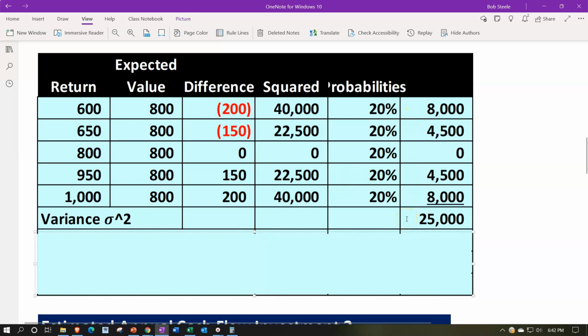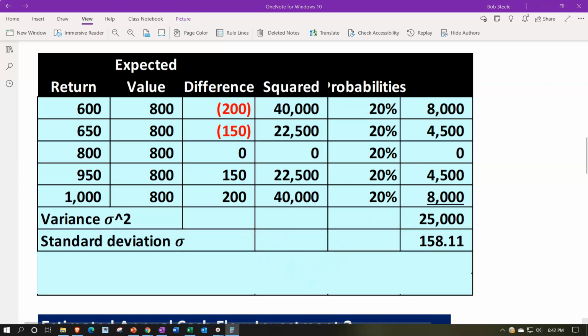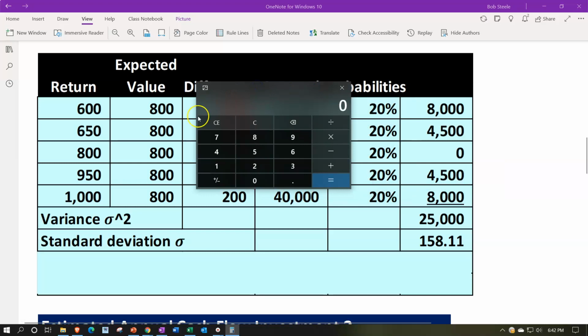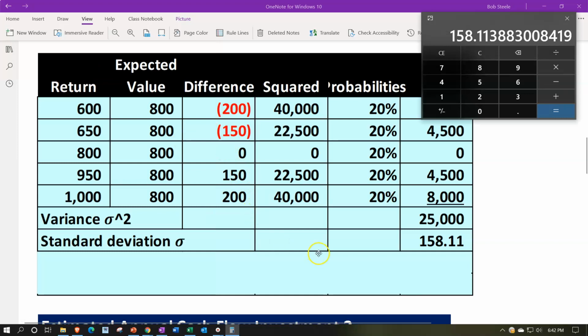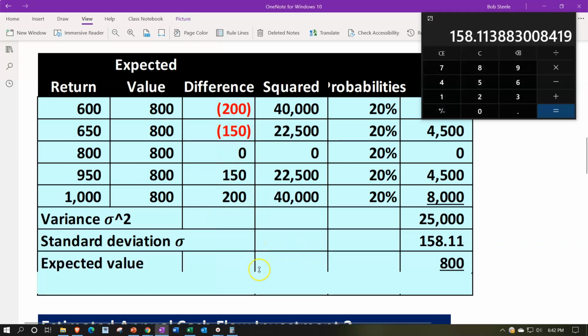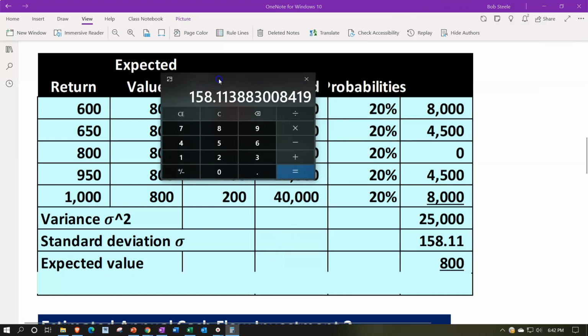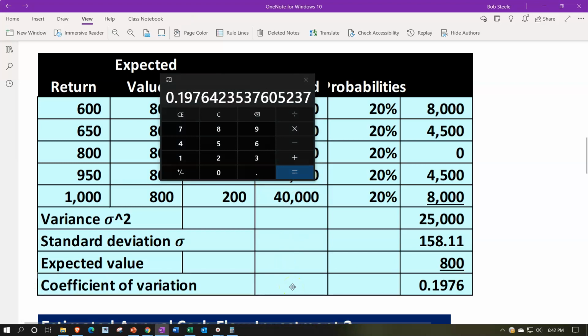That's the variance. It's in squared units though, so typically we want the standard deviation. So we would typically take the square root of the variance, taking the 25,000 and then square rooting it. Square root is this button. There's the button I'm looking for. The 158.11. And then we're going to compare it to the mean, which is kind of like the average or the expected value. That's what we calculated up top, the 800. Dividing by 800 is going to give us then the coefficient of variation, the 0.1976.